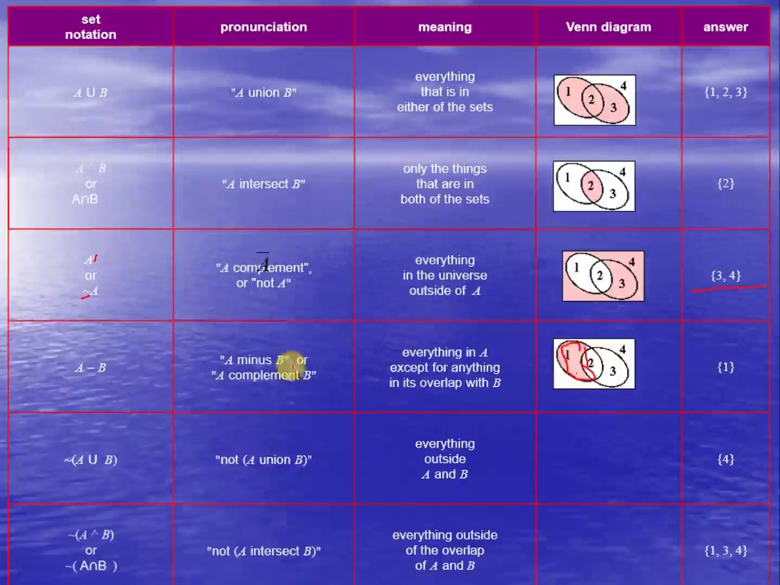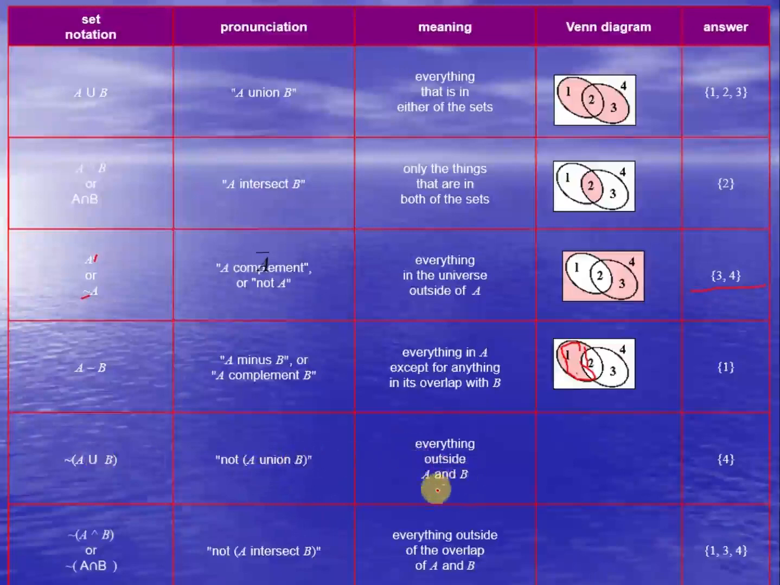That's the meaning of A minus B, or A intersection B complement, so B is not part of it. Okay, now we have (A union B) complement, which is not A union B. So you first find A union B, and those that are not in A union B, that is what we are looking for. So everything outside A and B.